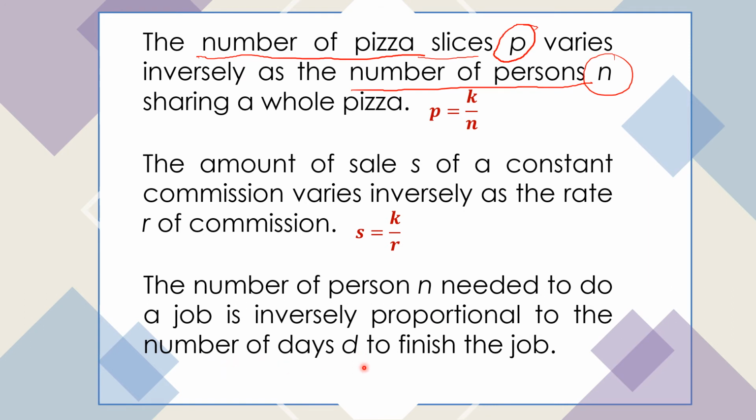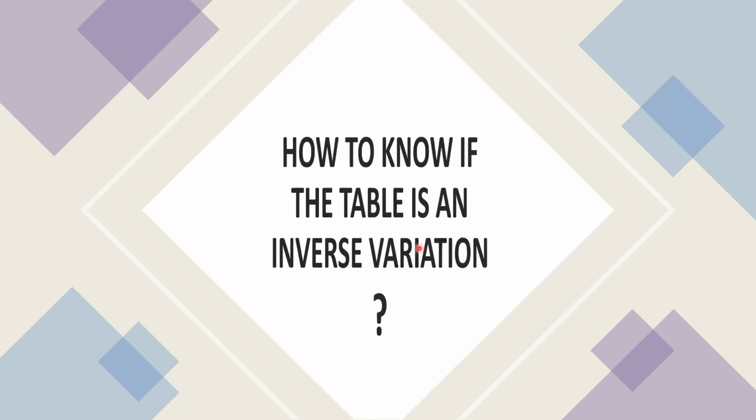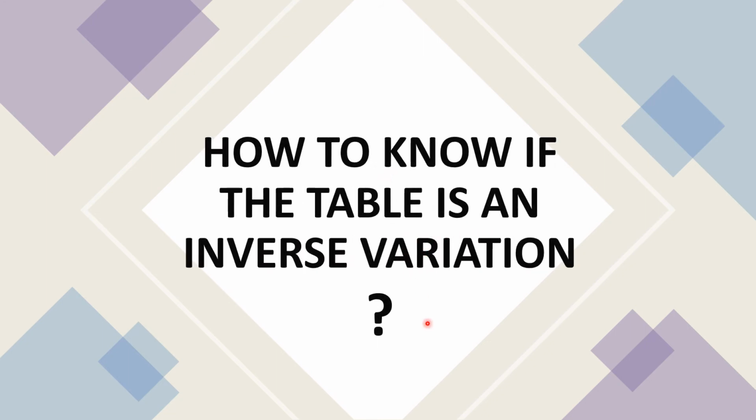Kapag maraming taong nagtatrabaho, syempre, mas mabilis magagawa ang trabaho. Kapag kakaunti ang nagtatrabaho, matagal magagawa yung trabaho. Ang kanyang equation is N equals K over D. N, number of persons, and D is number of days. Depende sa given letter or sa given statement yung ating equation. So, how to know if the table is an inverse variation?